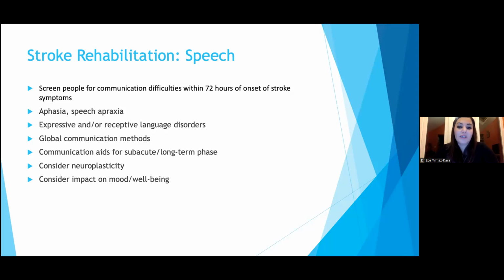And we will consider aids for the subacute long-term phase, again considering neuroplasticity. I'm going to emphasize the impact on mood and well-being, especially with expressive aphasia. That's more significant. You understand, but can't express yourself. This is very, very frustrating. And that usually has a direct impact on the mood and well-being of the patients, and we have to be mindful of supporting patients in that aspect.